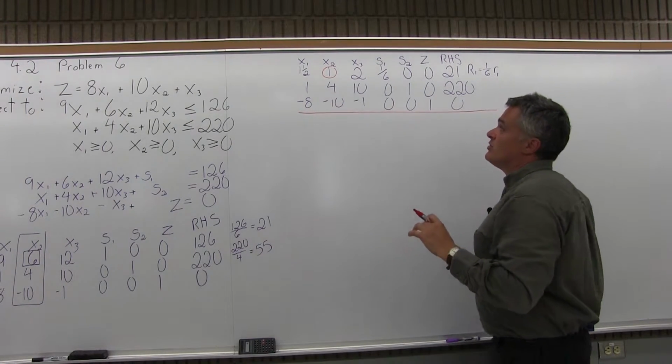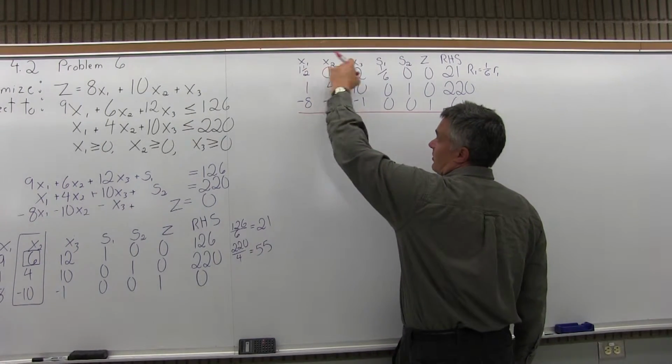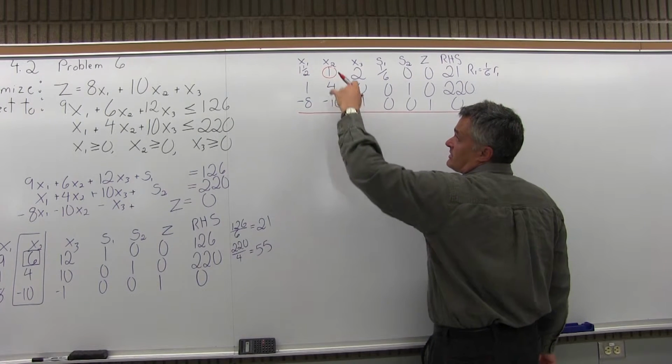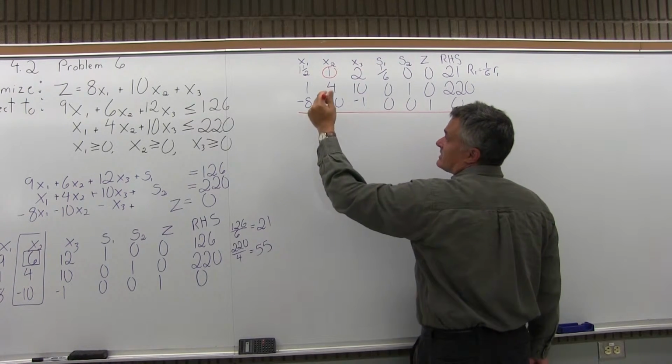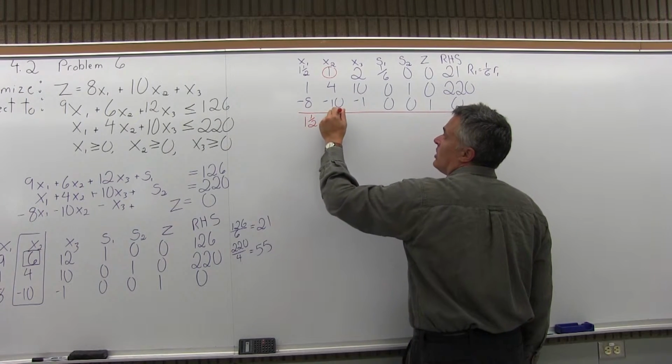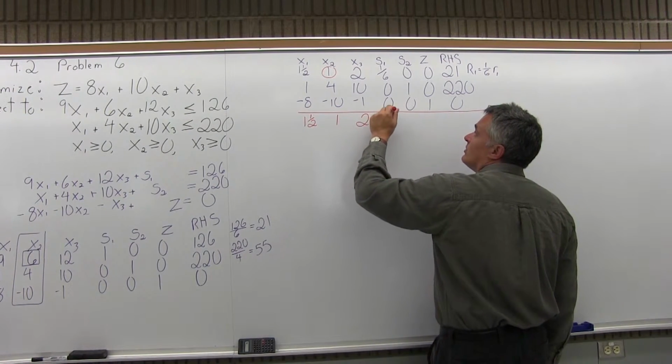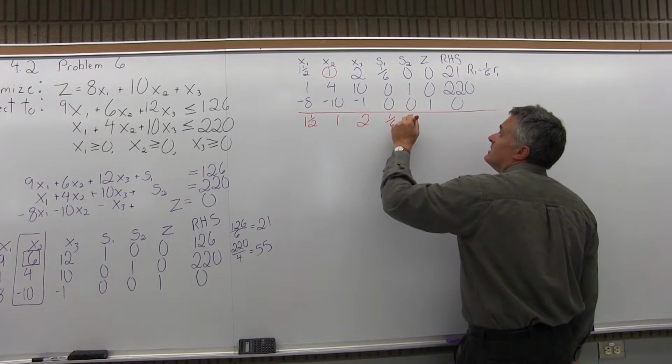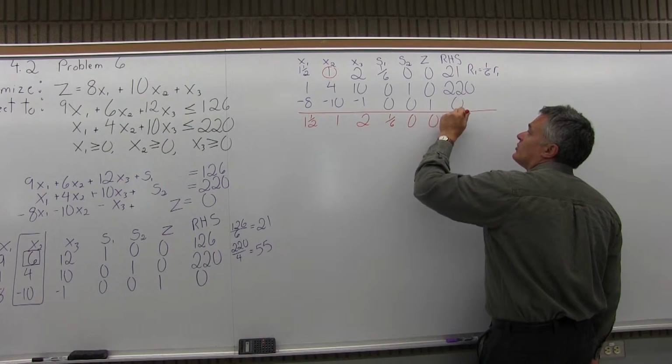So in order to do that, I don't want to change row 1 at all. So my next tableau down, I'm going to keep row 1 exactly the way it is. So I'm just going to recopy it. Row 1 of my tableau will stay 1.5, 1, 2, 1 over 6, 0, 0, and 21.